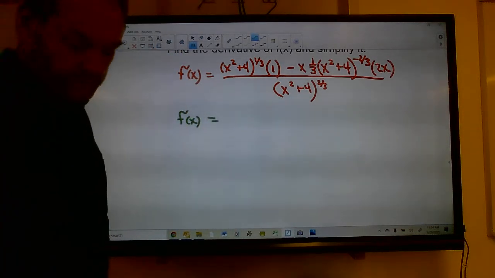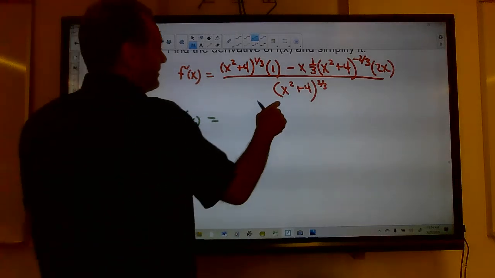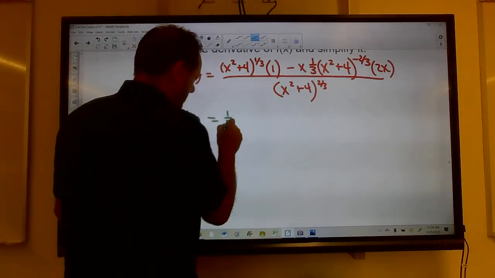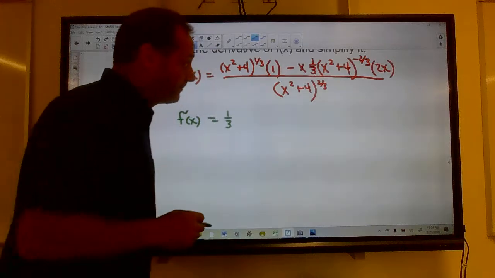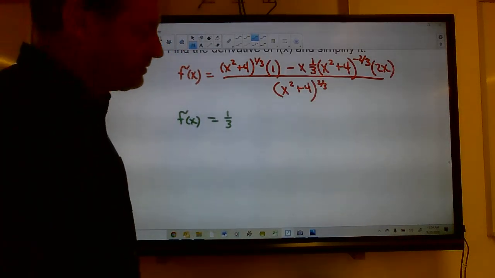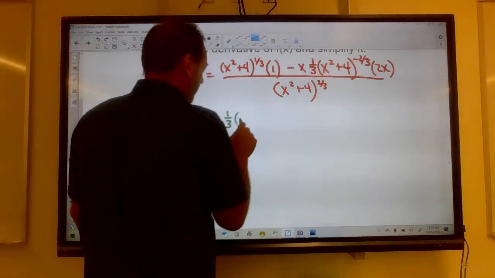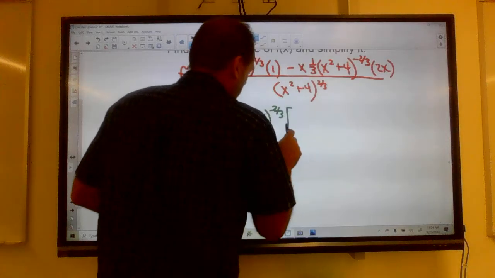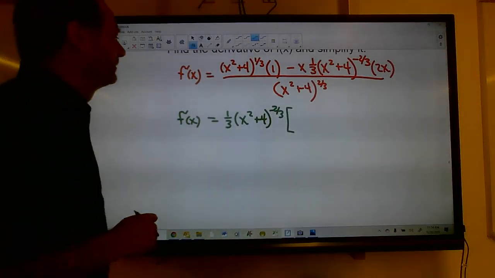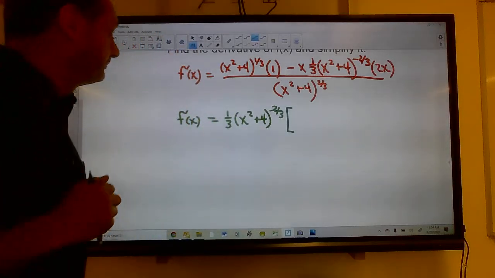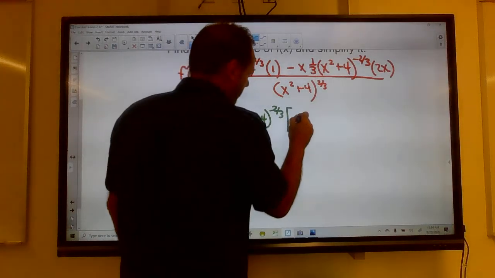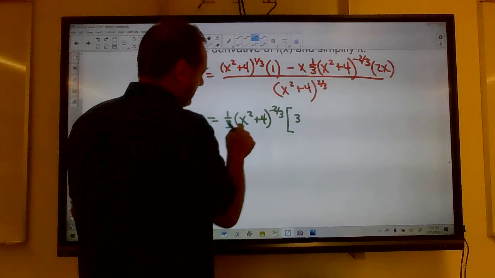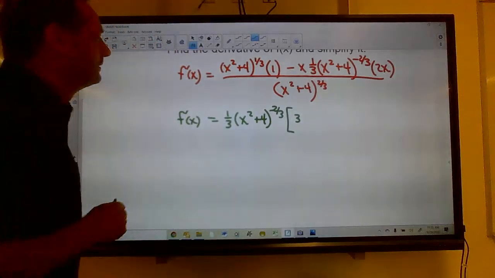We're going to factor out of this 1/3. Okay? Now, we're also going to factor out this x squared plus 4 to the negative 2/3 power. Now, if we do that, what does that leave? All right, here's the really tricky part. If I factor out a 1/3 here, I need a 3. Okay, now why is that? Because if I distribute this back in here, 1/3 times 3 is going to be 1.